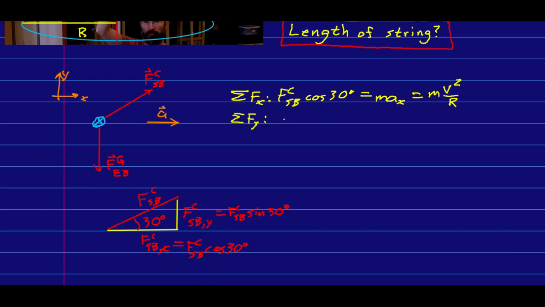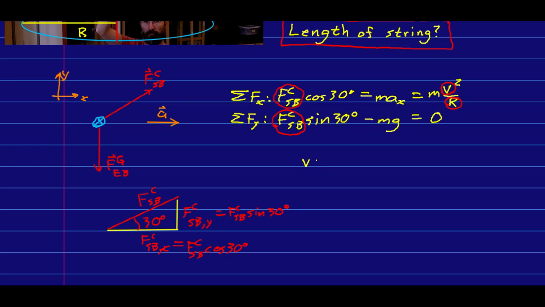And then I can write the y component sum, and I can see that the y component of this acceleration is 0. Let me just count my unknowns. I have the force due to the string as one unknown, and I have r as another unknown, and I have v as another unknown. So at the moment, there's no point really doing any algebra because I can't possibly solve this. But there is something else I know.